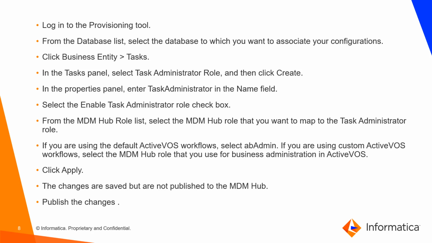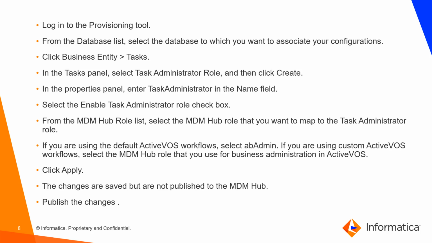These are the steps to configure task administrator after login to provisioning tool. Login to provisioning tool. From the database list, select your database. Then select the business entity. Under that you can select tasks. In the task panel, select the task administrator role and then click create. In the properties panel, enter task administrator in the name field. Select the enable task administrator role checkbox.